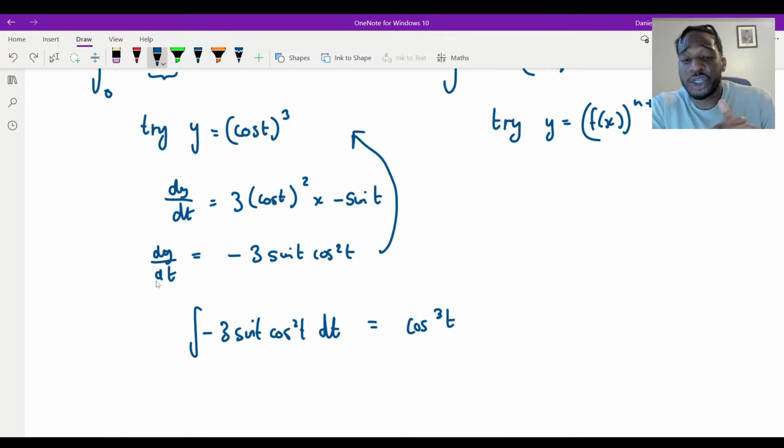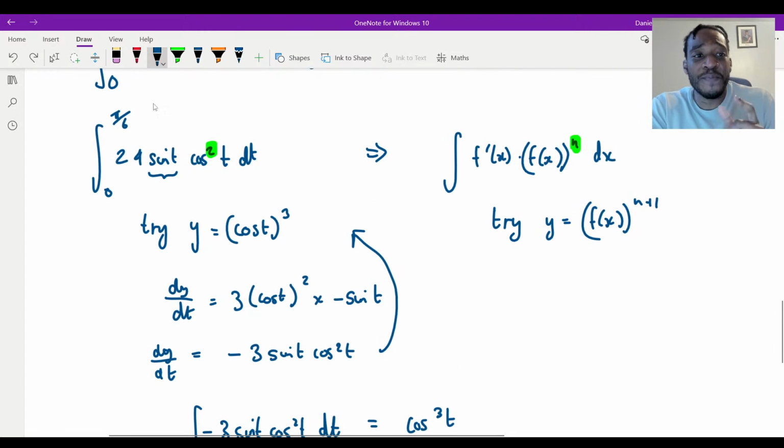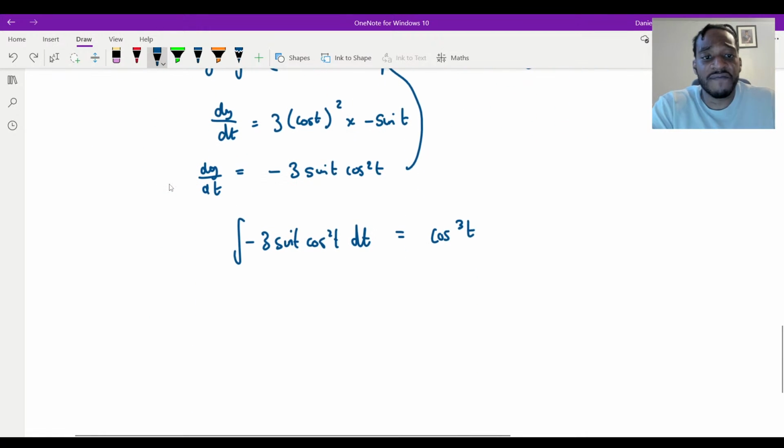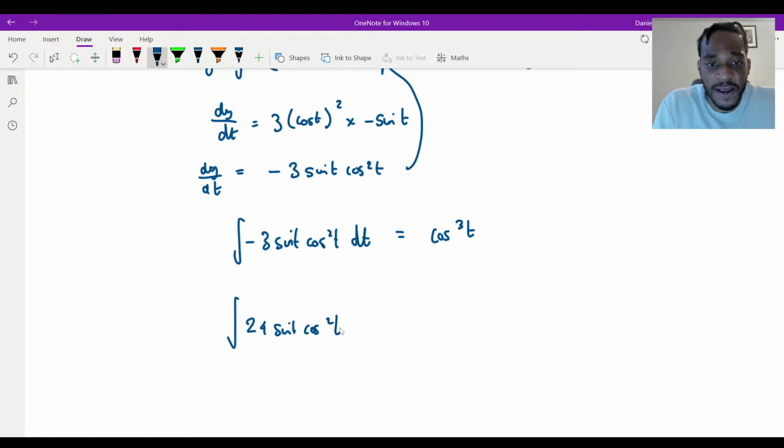Because it's just literally the reverse chain rule. I've differentiated something. That means when I integrate whatever I've differentiated, I'm going to get what I got at the start. And now all you do is this. You're going to compare this with the integral that we've got. We've got the exact same thing, but we've got 24 instead of a minus 3. So I'm going to write 24 here, sine t, cos squared t, dt. That's what we're integrating.